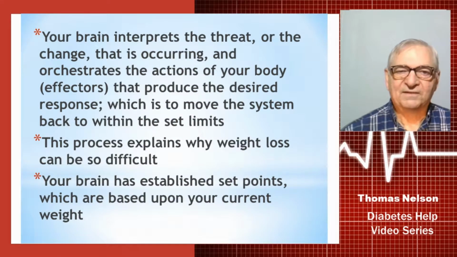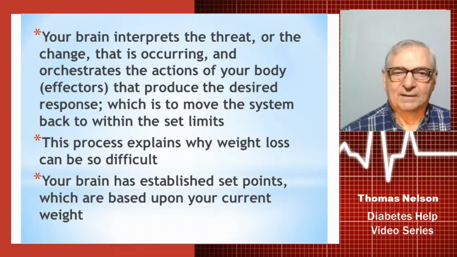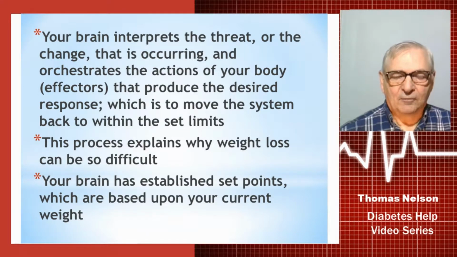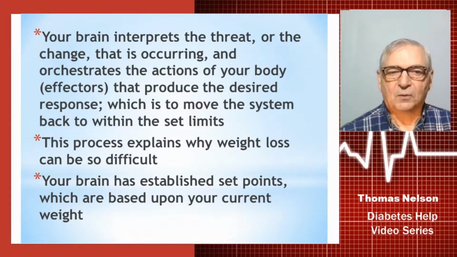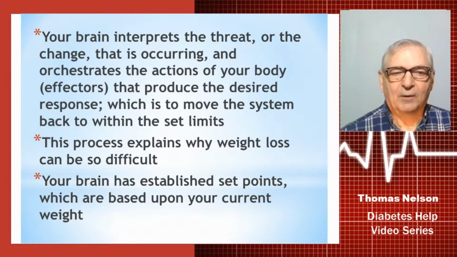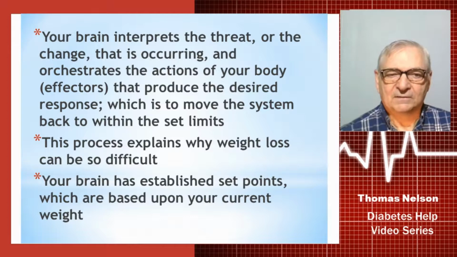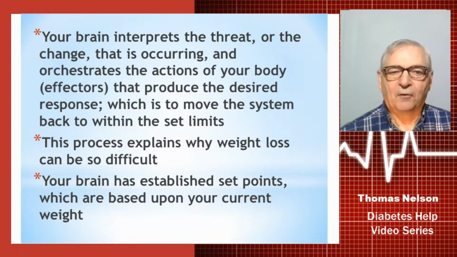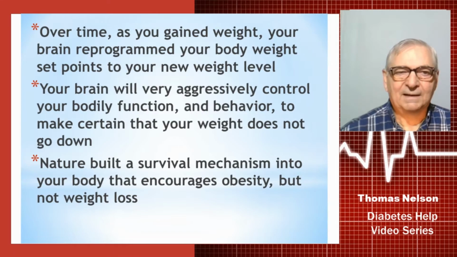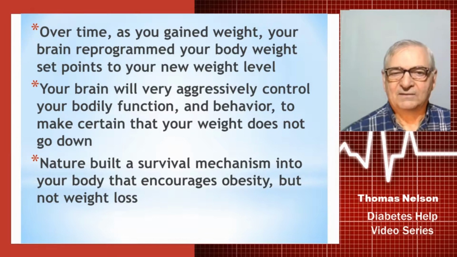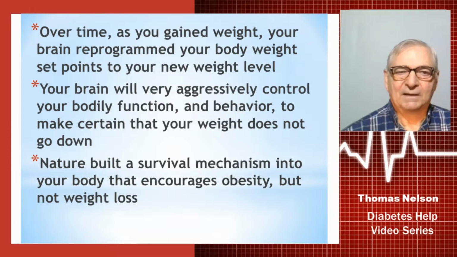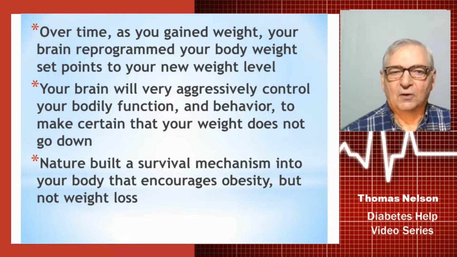So your brain interprets the threat or the change that is occurring, and it orchestrates the actions of your body through what's called effectors that will produce the desired response, which is simply to move the system back within those set points, those controlled limits. This process explains why weight loss can be so very, very difficult. Your brain has established set points for your current weight, and it's going to seek very, very diligently to maintain that. So over time, as you gained weight very slowly, your brain programmed your body's weight set points so that it reflected your new weight level.